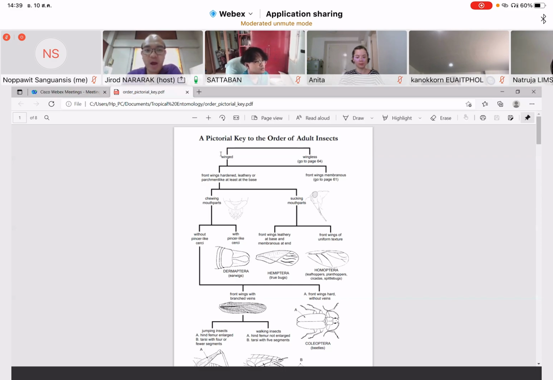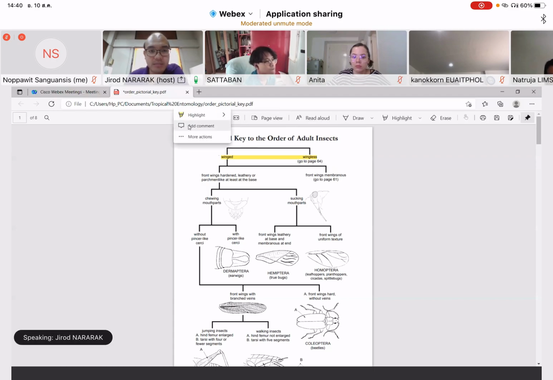So you just use your iPad or something like that to mark or make a highlight on this file. You can see, okay, you just imagine that the insect is unknown. So for example, the Lepidoptera, they have wings. So you can mark here. It's wing.